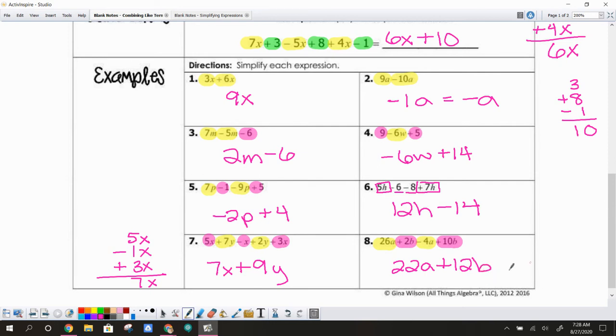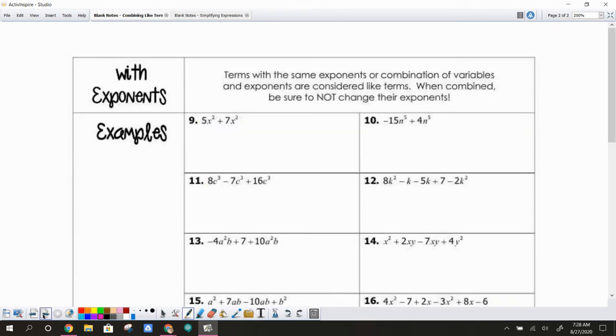Okay, so we're going to go and try something different. So now we're going to have exponents. So terms with the same exponent or combination of variables and exponents are considered like terms. When you're combining them, you do not change the exponent. So when you are adding variables with exponents, you do not change the exponent. Okay, it's just a like term. You're only changing that coefficient.